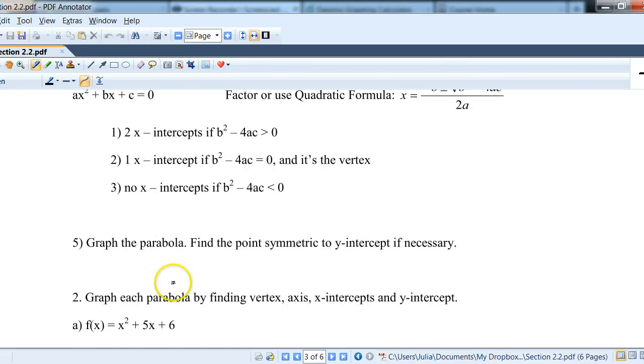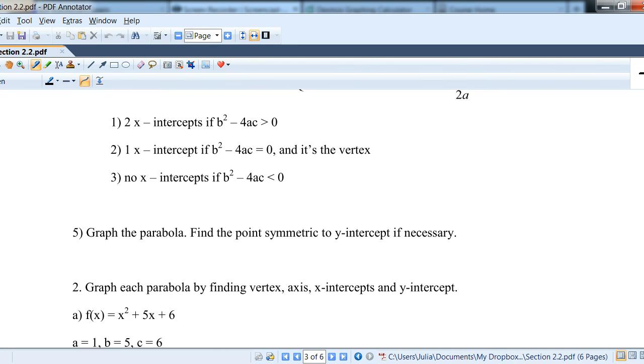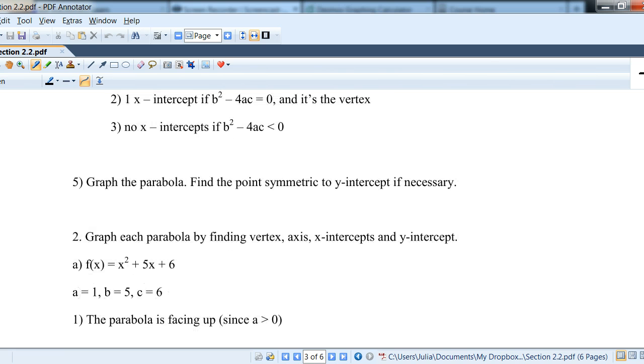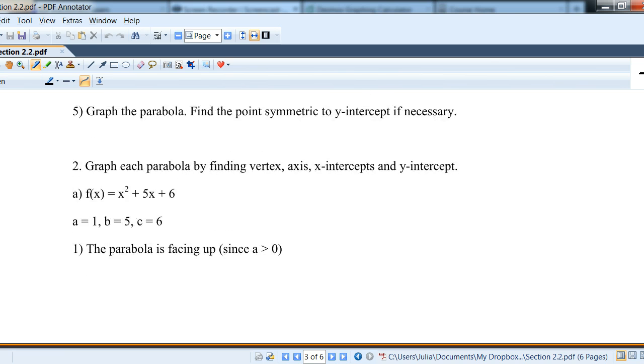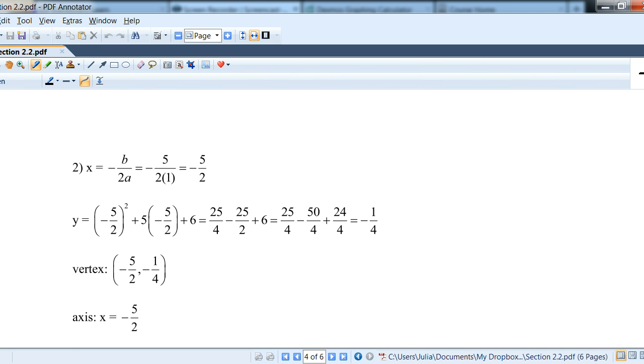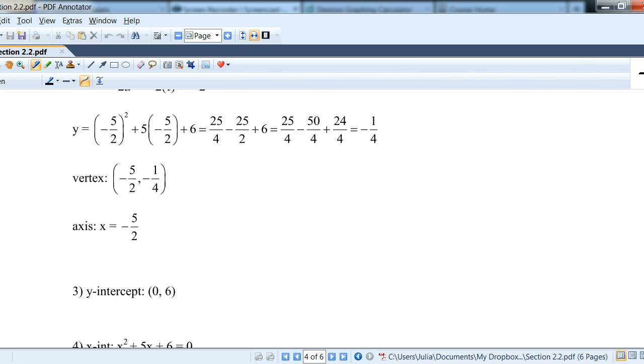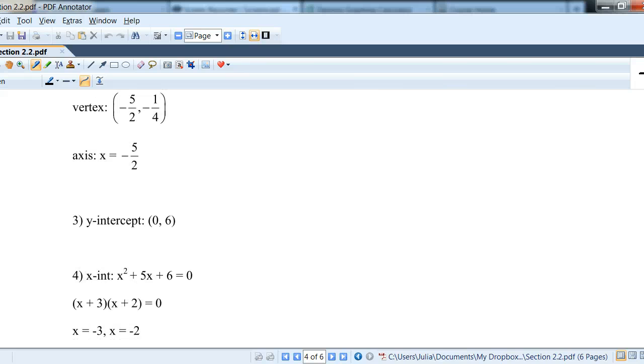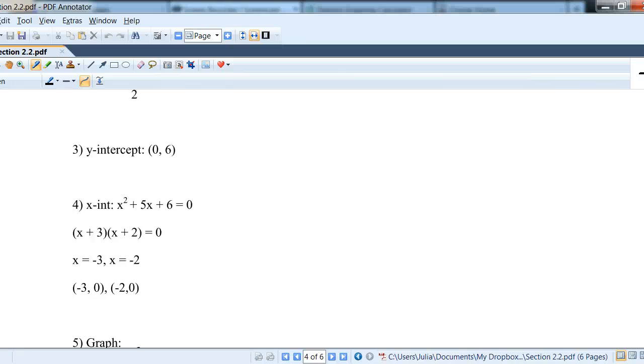So I did a couple of examples. x squared plus 5x plus 6 is 1. And then I kind of go through the points. It's facing up. The vertex happened to be negative 5 over 2. Plugging it into the original function, you get negative 1/4. So this is the vertex, and axis of symmetry is x equals negative 5/2. Y-intercept is (0, 6). X-intercept we could factor in this case, which is what I did. So you get negative 3 and negative 2.